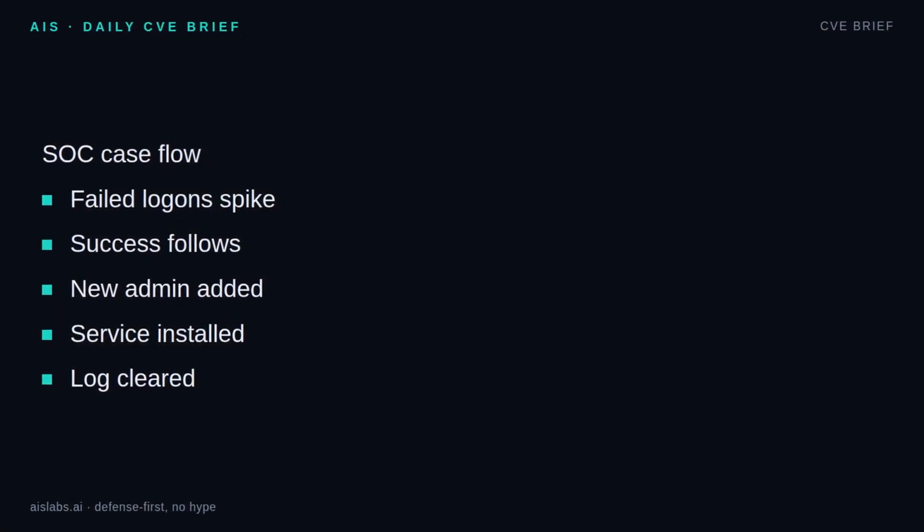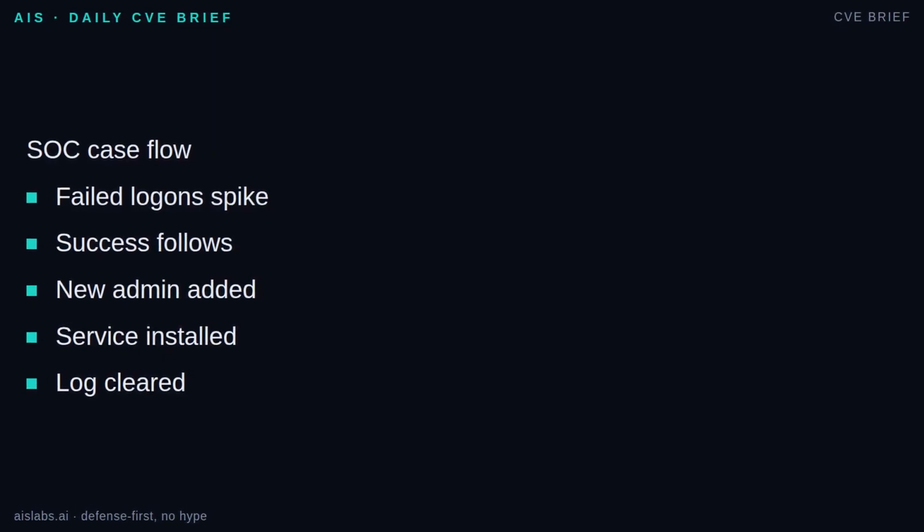A real SOC pattern looks like this. Overnight, the SIEM sees many 4625 failures against one user from one internal workstation. 10 minutes later, a 4624 success appears for that same user with an unusual logon type for that host. The analyst pivots to 4688 and sees administrative tools launching with full command lines. Then 4720 shows a new account created. 4732 shows that account added to local administrators on the workstation. A 7045 follows, showing a newly installed service and its service file path. Finally, 1102 fires. The security log was cleared.